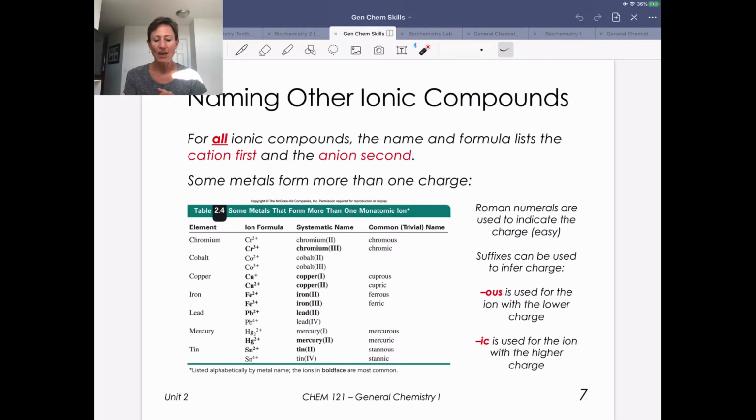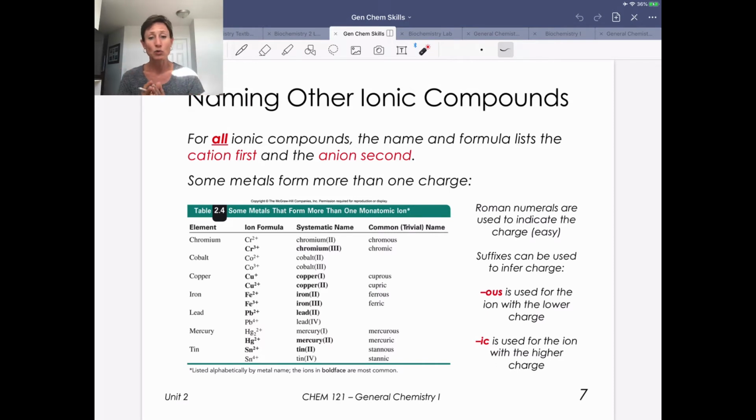We can see that they'll have the root part, and then we can add to that either OUS or IC. Usually these are going to have only two charges with them. They'll have a lower charge that we have the OUS, and then the IC is going to be for the higher charge. Just as an example here, we've got cuprous and cupric. So cuprous is going to be the copper ion that has the smaller charge.